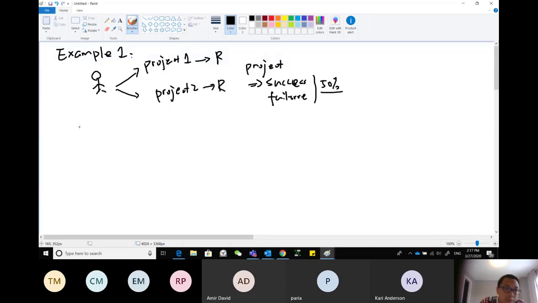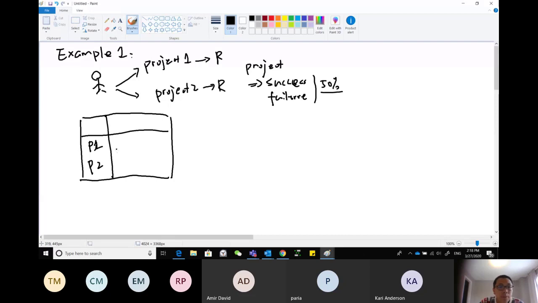So by running the numbers, we have a case like this. This is a simple table here. So let's say this is P1, this is P2. So this is project 1, project 2. And we have 2 scenarios after we invest in either project, right? So these 2 projects are mutually exclusive. Okay, so that's success and failure. And we know each of them is 50% of the chance, right, for success and failure.